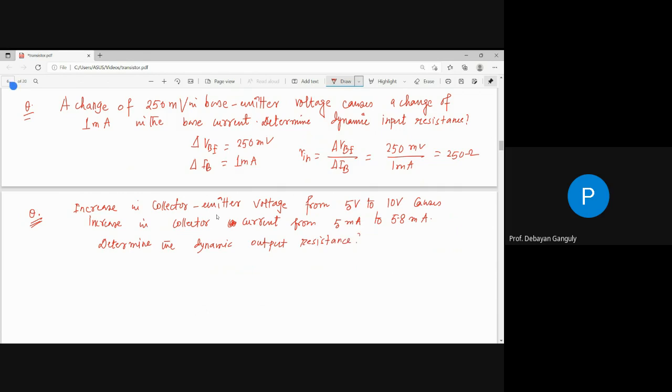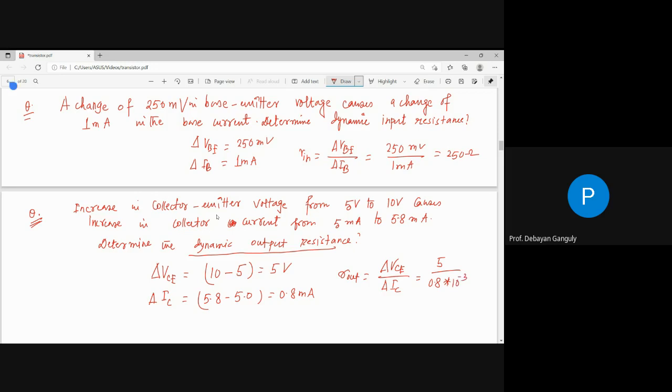So in that case, the increase in collector emitter voltage, that means collector emitter voltage change, right? Finally it is 10 volt, and initially this is 5 volt. That means the change is 5 volt, right? And the change in collector current is 5.8 minus 5.0 milliampere, that means 0.8 milliampere. And you have to find the dynamic output resistance. Output means output voltage by output current. So this is change of output voltage by change of output current, and this is 5 by 0.8 milliampere, meaning 10 to the power minus 3, and that will give you 6.25 kilo ohm. That is the type of questions that may ask you, right?